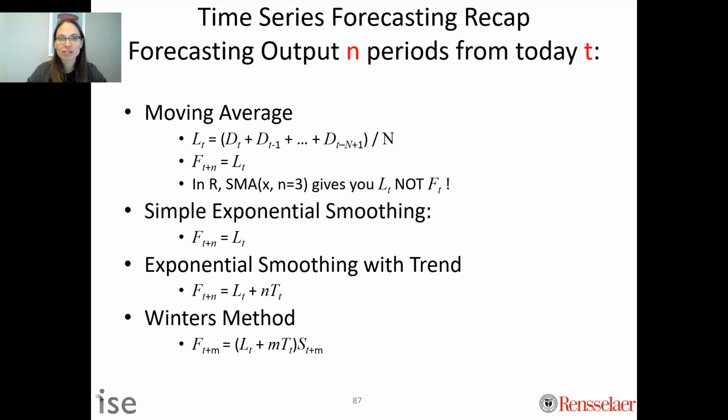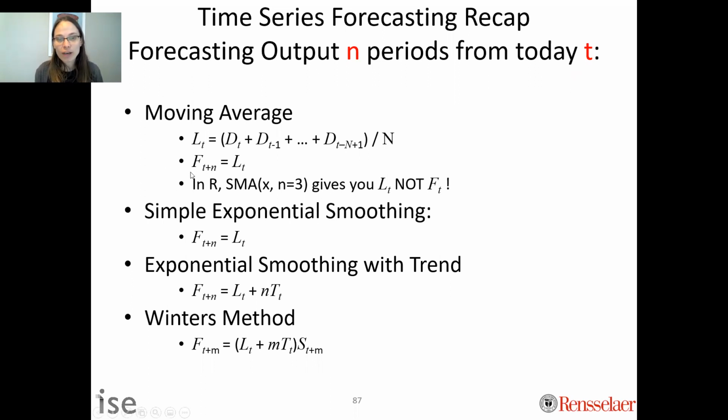One thing to remember is that the F of t equations can forecast n periods from today. So we stop at the last piece of demand we have. We need D of t to capture our components. We need D of t to capture L of t for moving average. That's true for simple exponential smoothing. We need D of t to capture L of t and T of t for exponential smoothing with trend, and similarly for the seasonal component in Winter's method. We do that until we don't have any more observed data. After today, we don't have any D of t's, and that's when you start using these F of t equations.